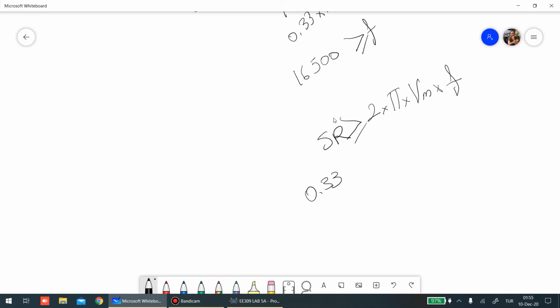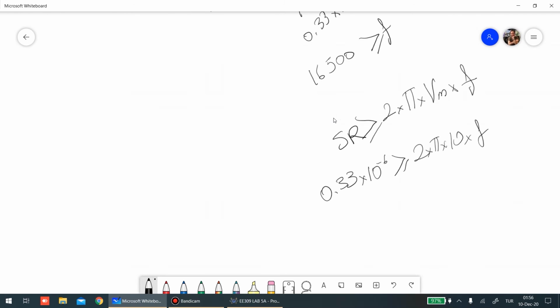0.33 times 10 to the minus 6 should be bigger than 2 pi times 10 times f. F should be smaller than 5254 Hertz.